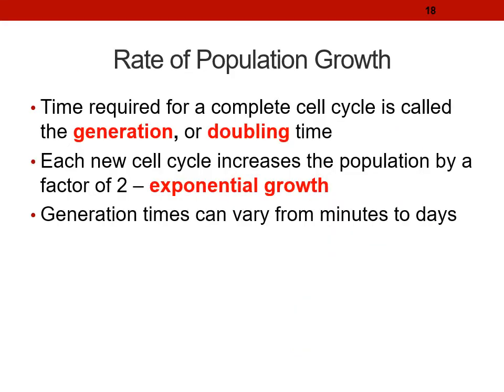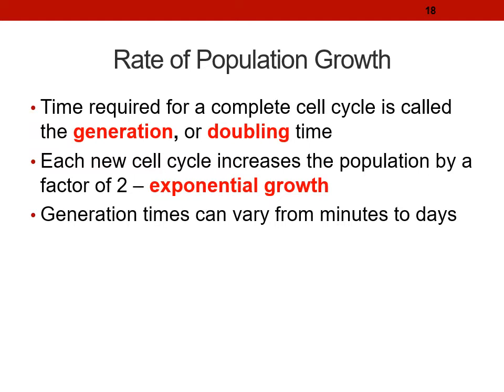The time required for a complete cell cycle is called the generation or doubling time. It is different for different species of organisms, and the rate at which the cell cycle takes place is greatly influenced by environmental factors like temperature, pH, and osmolarity. Also, the availability of nutrients, to name a few. Generation times can vary from minutes to days.